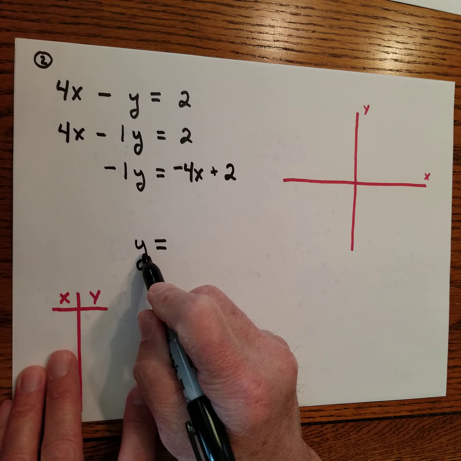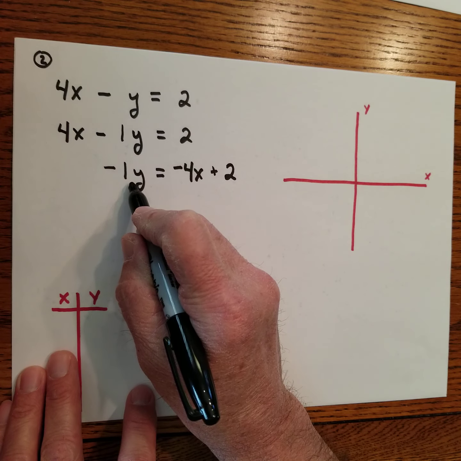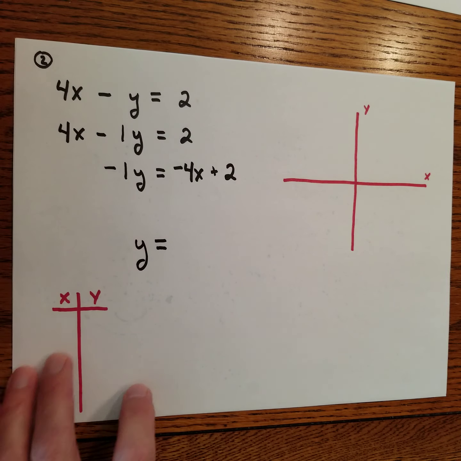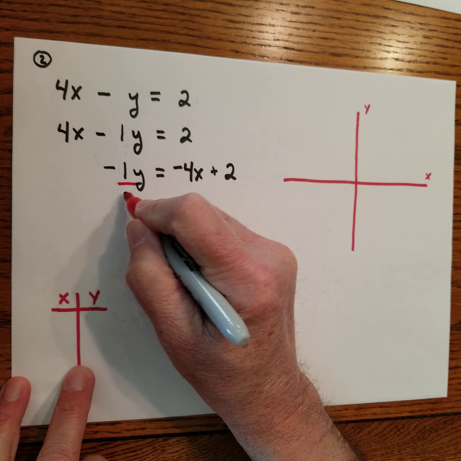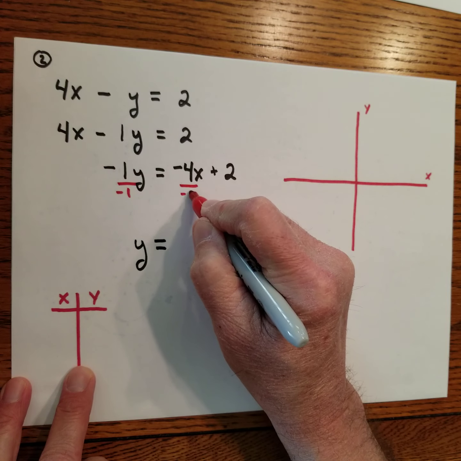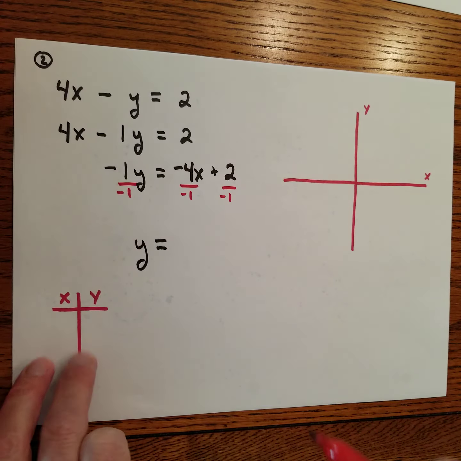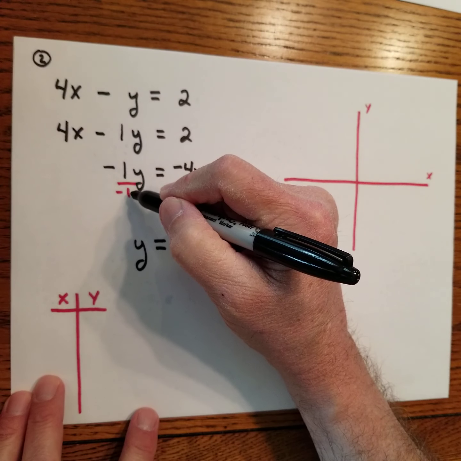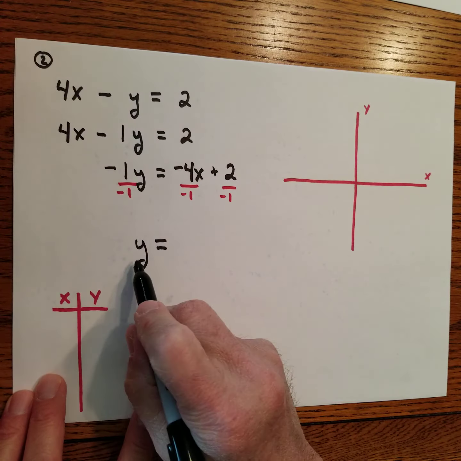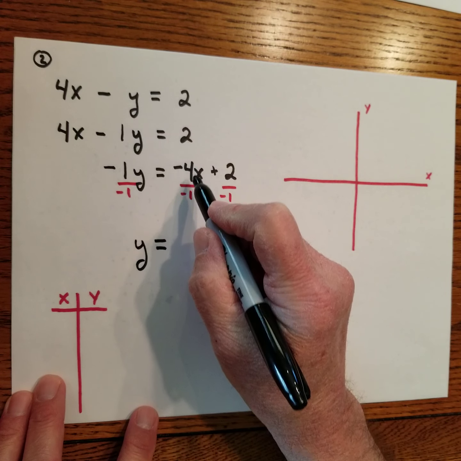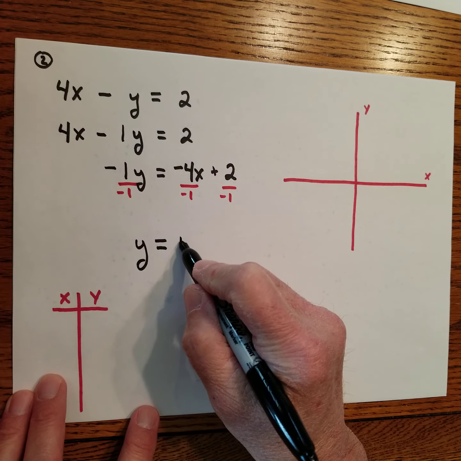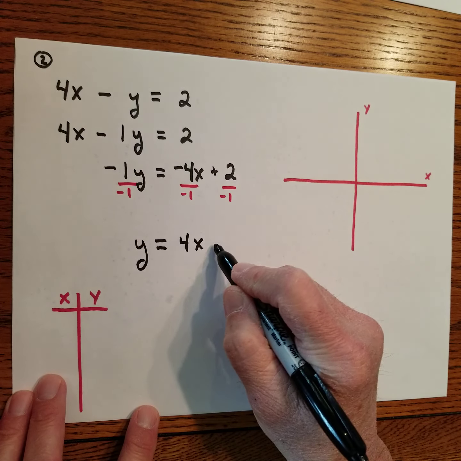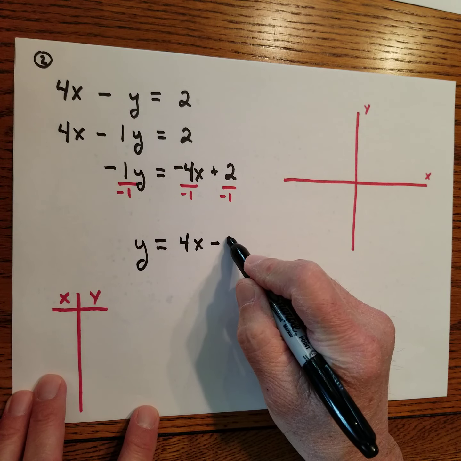I want to get y by itself. It's being multiplied by negative 1. And the inverse of multiplication is division. So I should divide by negative 1, divide by negative 1, and divide by negative 1. Negative 1 divided by negative 1 is 1y. That's what I wanted. Negative 4 divided by negative 1 is positive 4. 2 divided by negative 1 is negative 2.